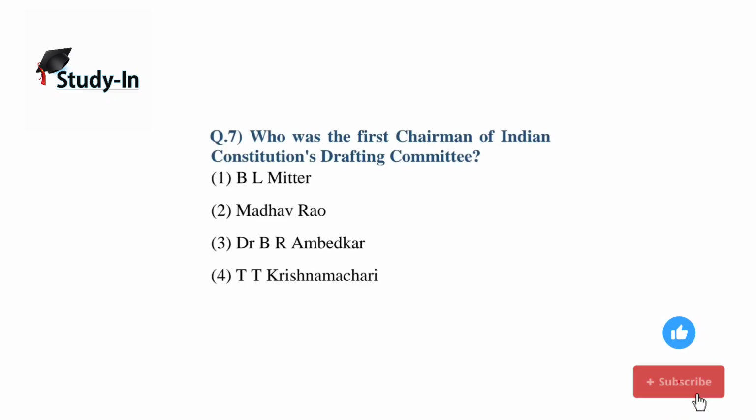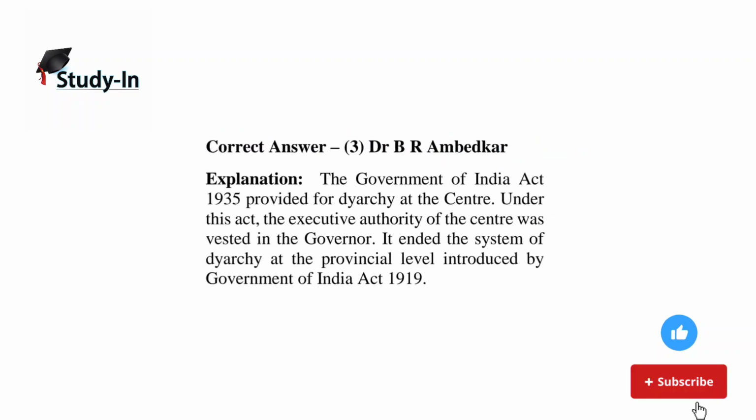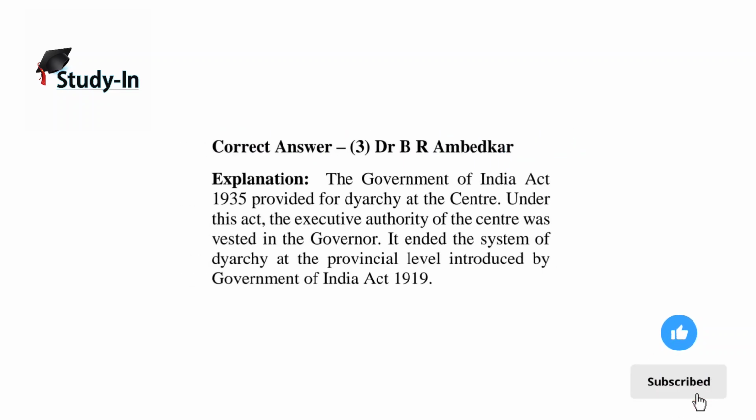Who was the first chairman of Indian Constitution's drafting committee? B.L. Mitter, Madhav Rao, Dr. B.R. Ambedkar, T.T. Krishna Namachari. The correct answer is Dr. B.R. Ambedkar. The Government of India Act 1935 provided for diarchy at the center. Under this act, the executive authority of the center was vested in the governor. It ended the system of diarchy at the provincial level introduced by Government of India Act 1919.